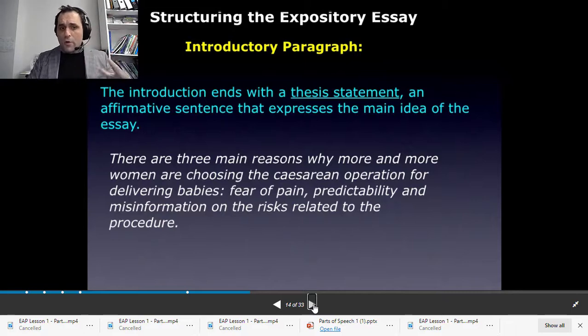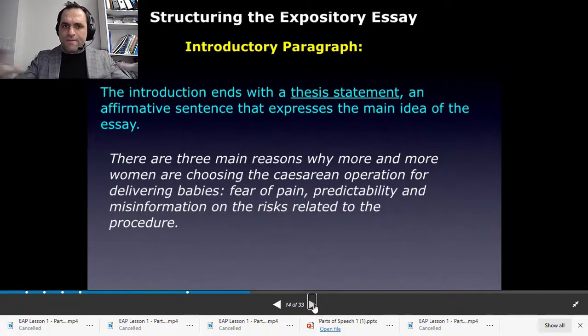Okay, so now my thesis statement is, there are 3 main reasons why more and more women are choosing the cesarean operation for delivering babies. And I gave you those 3 reasons. That's the main idea of my topic, the main topic of my essay. That's the main question, that's what I want to research, and that's what I'm going to get the facts on.